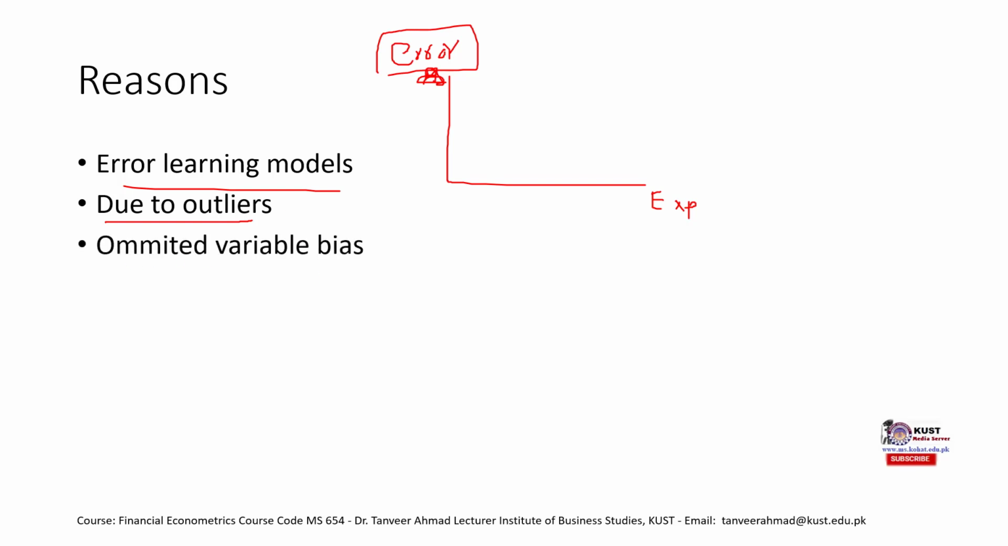The third could be omitted variable bias. Now, what do we mean by omitted variable bias? Although we would have a specific chapter on this one, let me give you an idea. It is when there is a variable that theoretically should be there in the model, an important variable. Let's say we are trying to understand the factors of consumption. One of the factors of consumption is income. The higher the income, the higher the consumption.